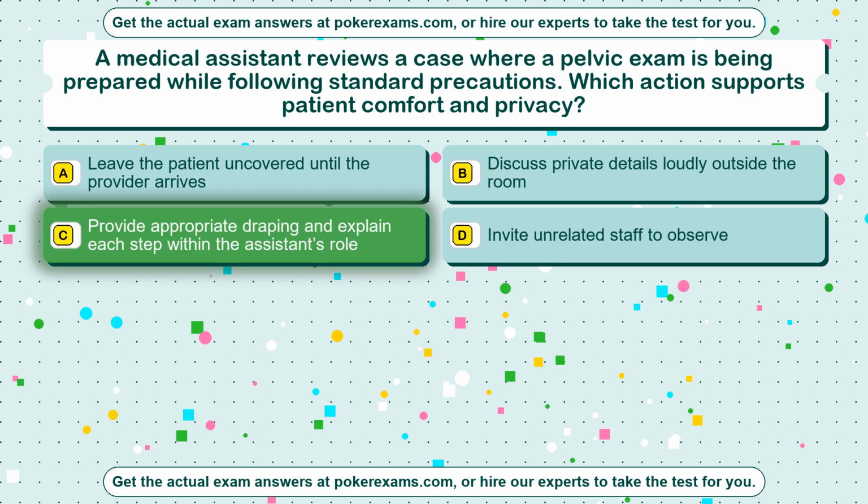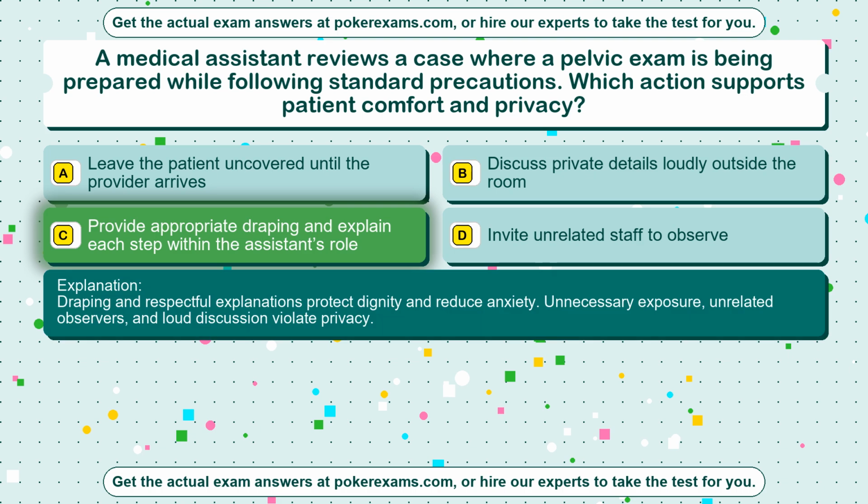The correct answer is option C, provide appropriate draping and explain each step within the assistant's role. Draping and respectful explanations protect dignity and reduce anxiety. Unnecessary exposure, unrelated observers, and loud discussion violate privacy.